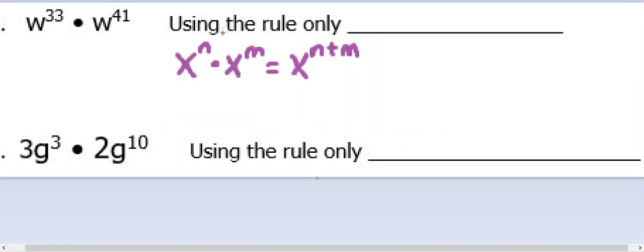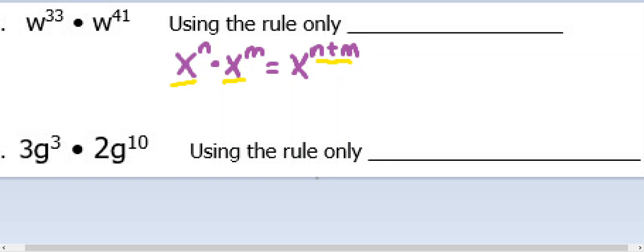In our next example, it says simplify it using the rule only. So we know the rule is if we have the same base, so on this one we have x to the n, and this one we have x to the m. If we have the same base, we can just add our exponents, and that will give us our simplified exponent.